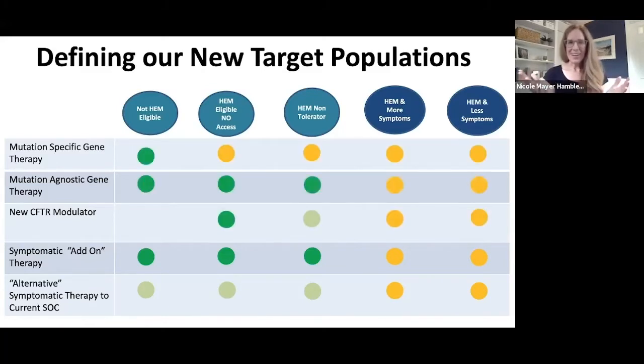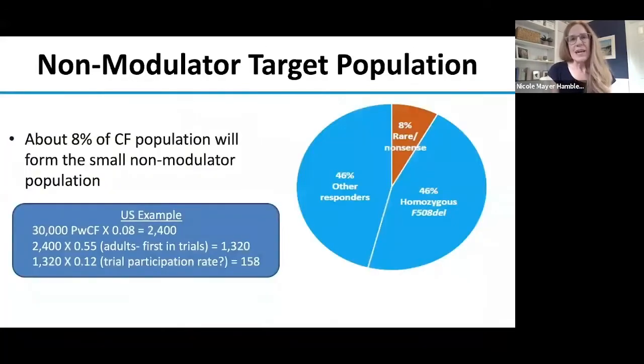So as we step back, we've got a checkerboard here. If you're confused by the greens and yellows, that's okay. That's the whole point of this little exercise, that we are now faced with this. But there is a little bit of clarity in those green dots. We know we need to focus efforts, and there is a clear development pathway for those that don't have access to modulators. But we have to be a little bit careful here.